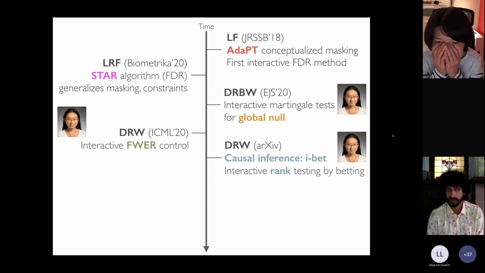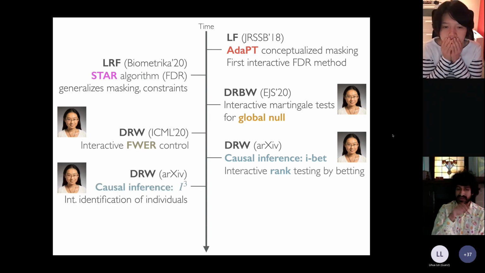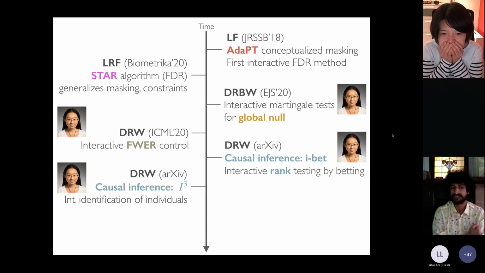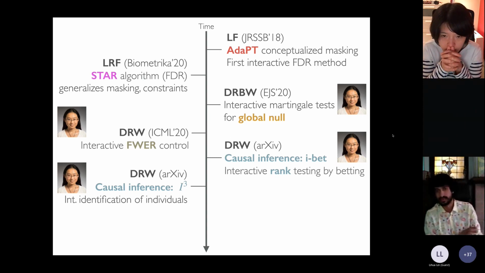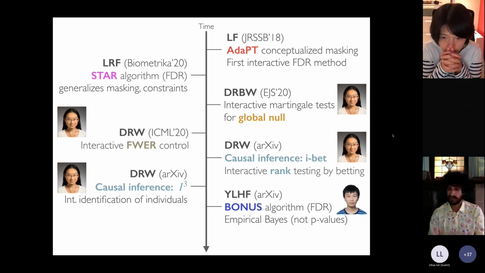I think one thing I'm going to briefly mention on the next couple of slides is you can move away from classical testing problems and move towards causal inference. And you can do rank tests by betting, and you can do identification of individuals that have positive treatment effects interactively. So I think this might give a new kind of class of applications outside traditional multiple testing where these ideas are applicable. But there have been even further extensions.